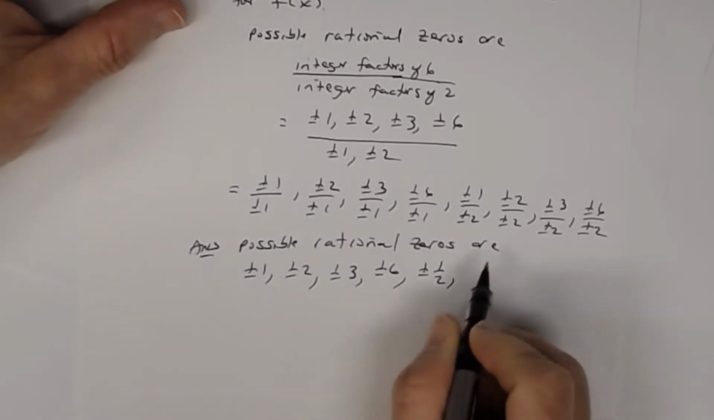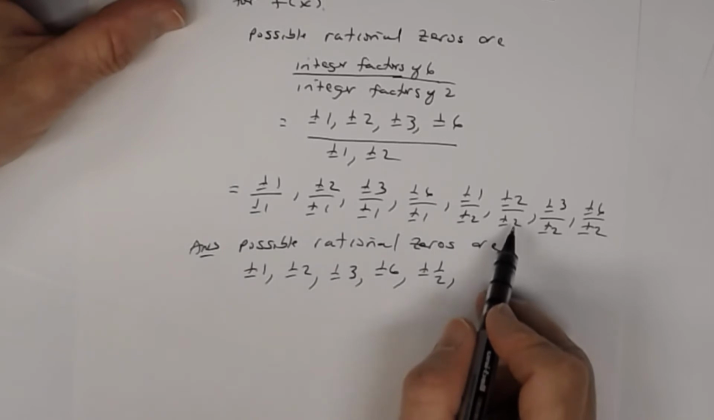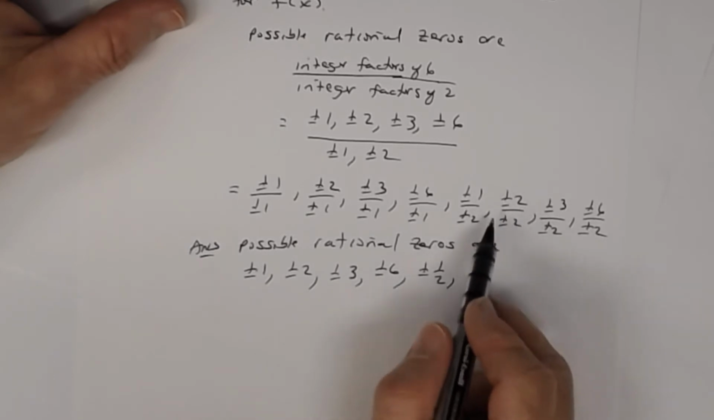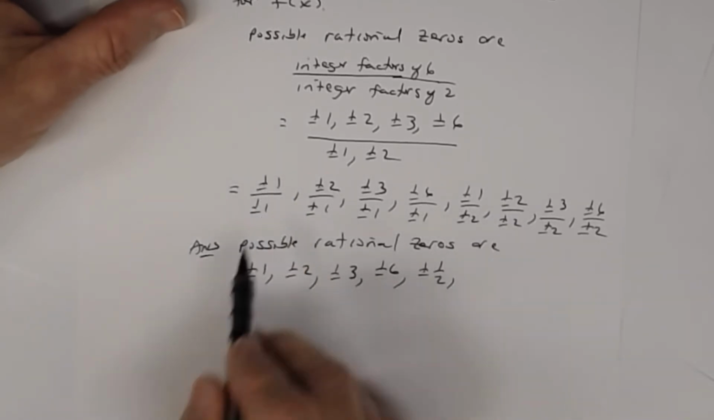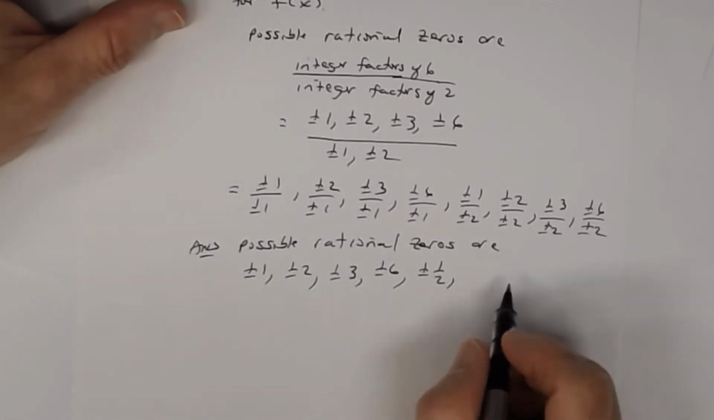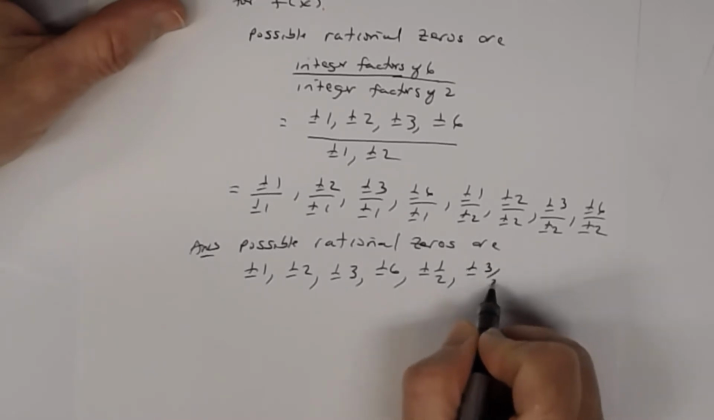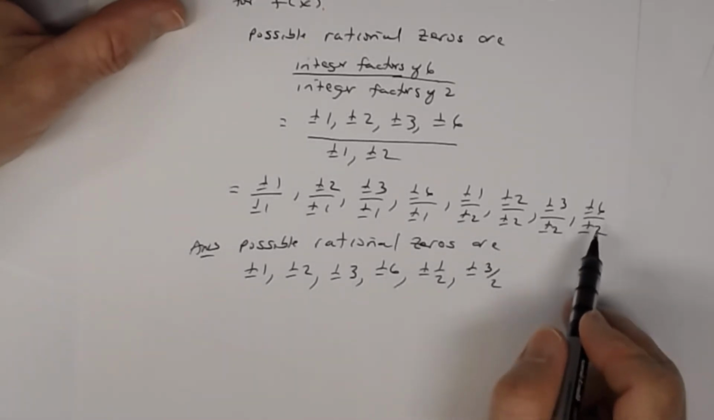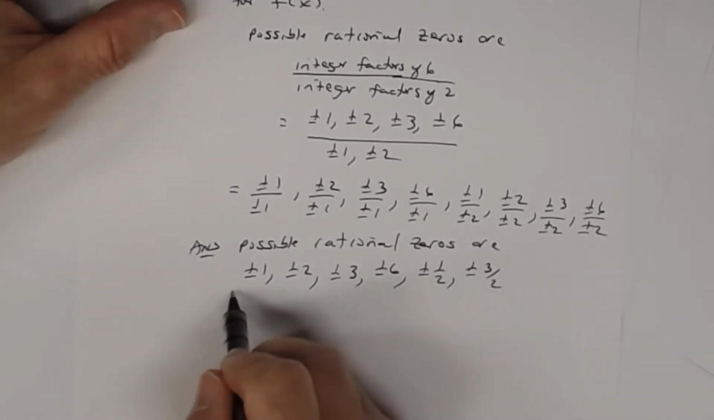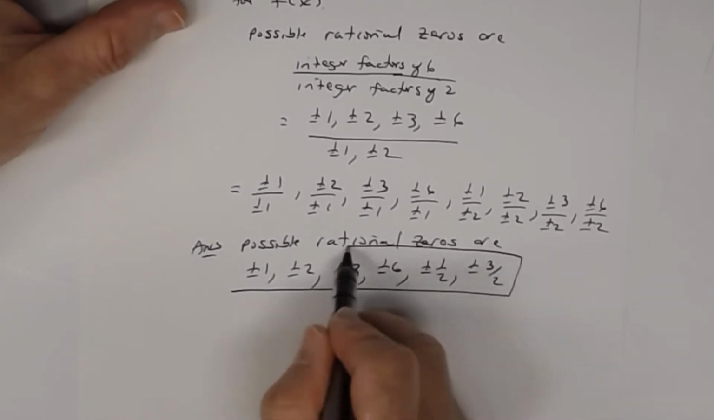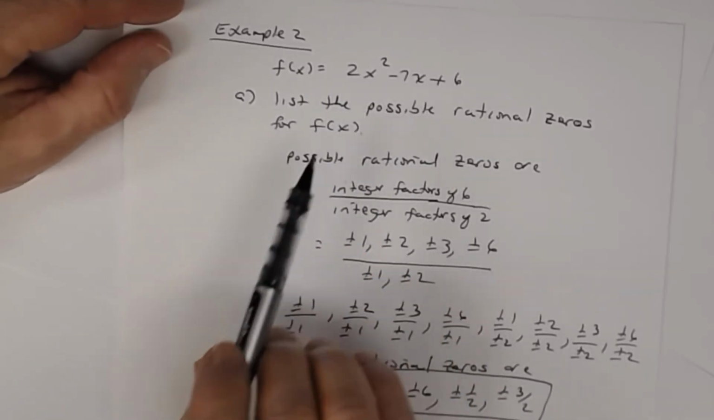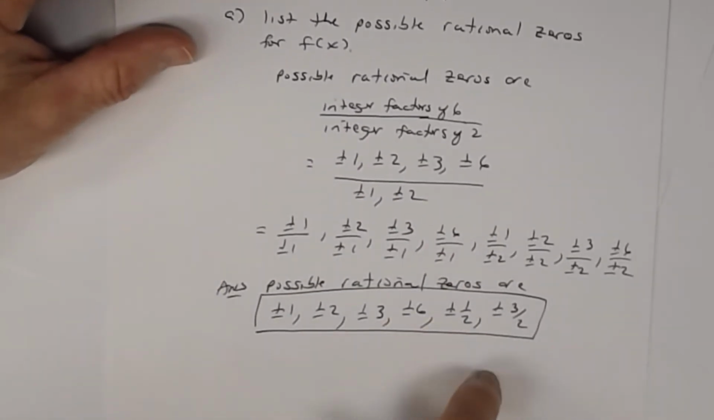See how it looks? 2 divided by 2 is 1. I already have it listed, right? So don't list it again. So that's why it says make sure it's in lowest terms. So this and this are the same thing. Okay, keep that in mind. 3 divided by 2 is 3 halves. I don't have it listed, so plus or minus 3 halves. Be careful here again. 6 divided by 2 is 3. I already have it listed, right? So that's it. Those are your possible rational zeros. And if this function has any rational zeros, it will be one of these.